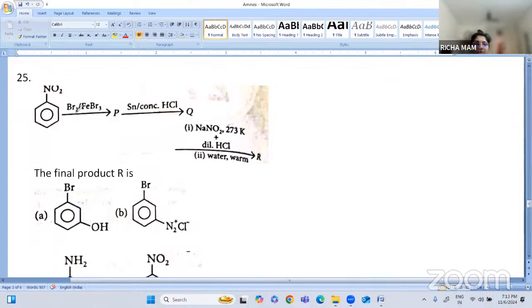So next question. A set of reactions is given. Nitrobenzene is reacted with Br2 in the presence of FeBr3 to give P. Further treated with tin in the presence of concentrated HCl to give Q. Further diazotization in warm water to give R. They have asked what is R.